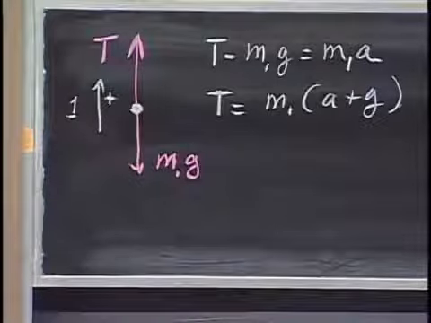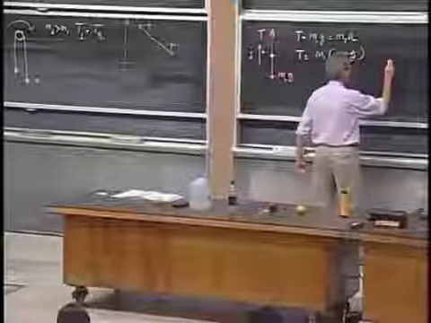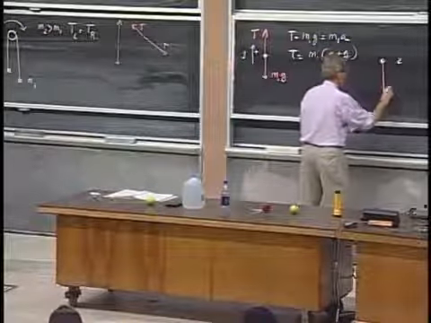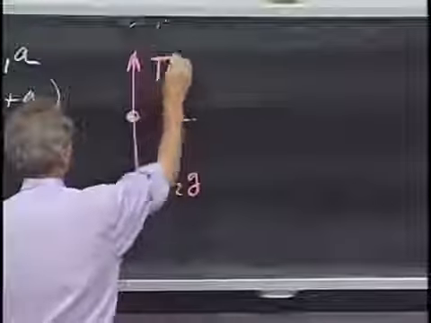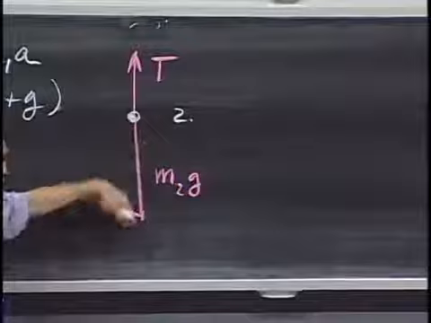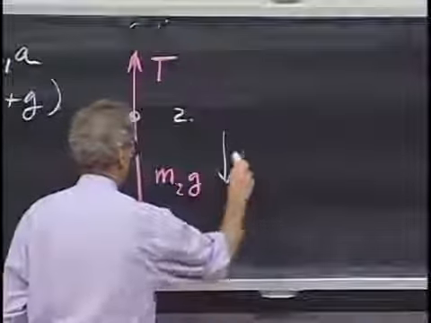I have one equation with two unknowns, so I can't solve it yet. But there is another one. There is number 2 here. For number 2, we have a force, m2g, and we have the tension up. This one better be larger than that one, otherwise it wouldn't be accelerated down. Let me call this direction plus.